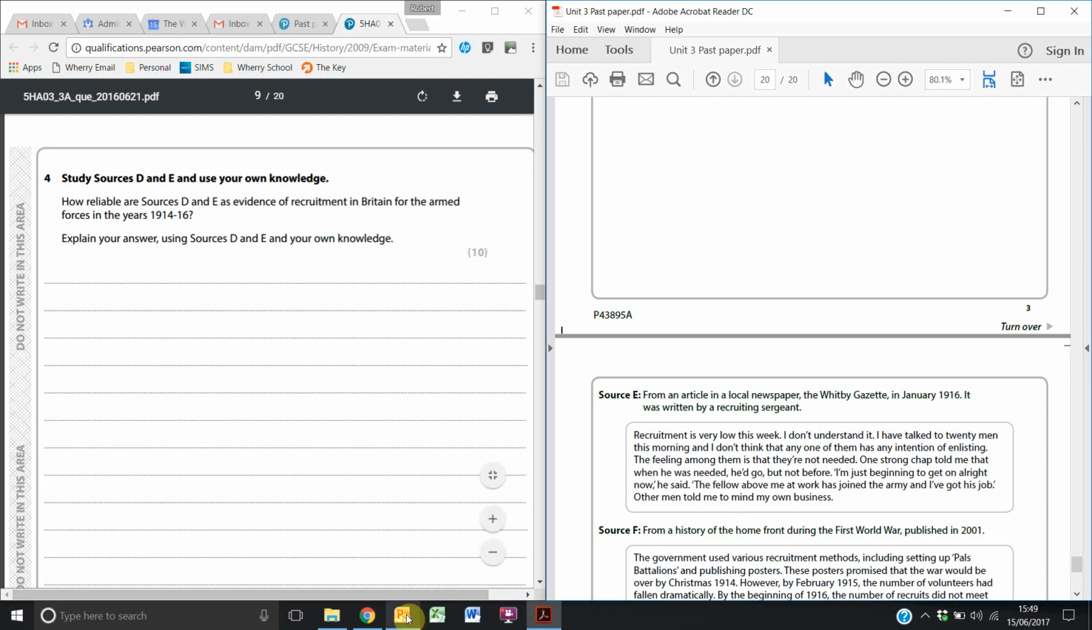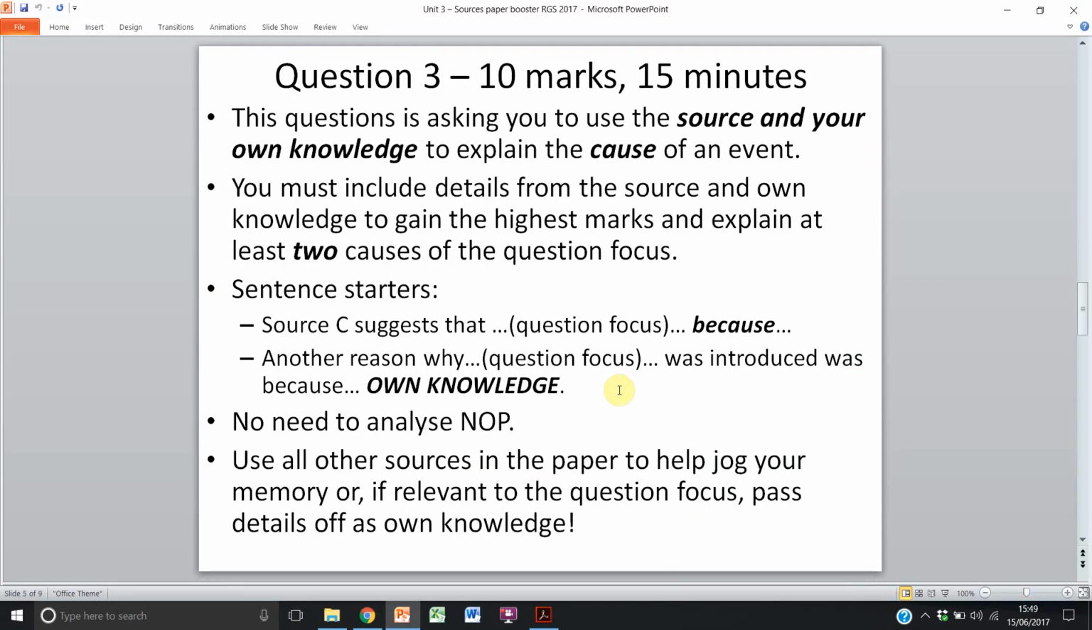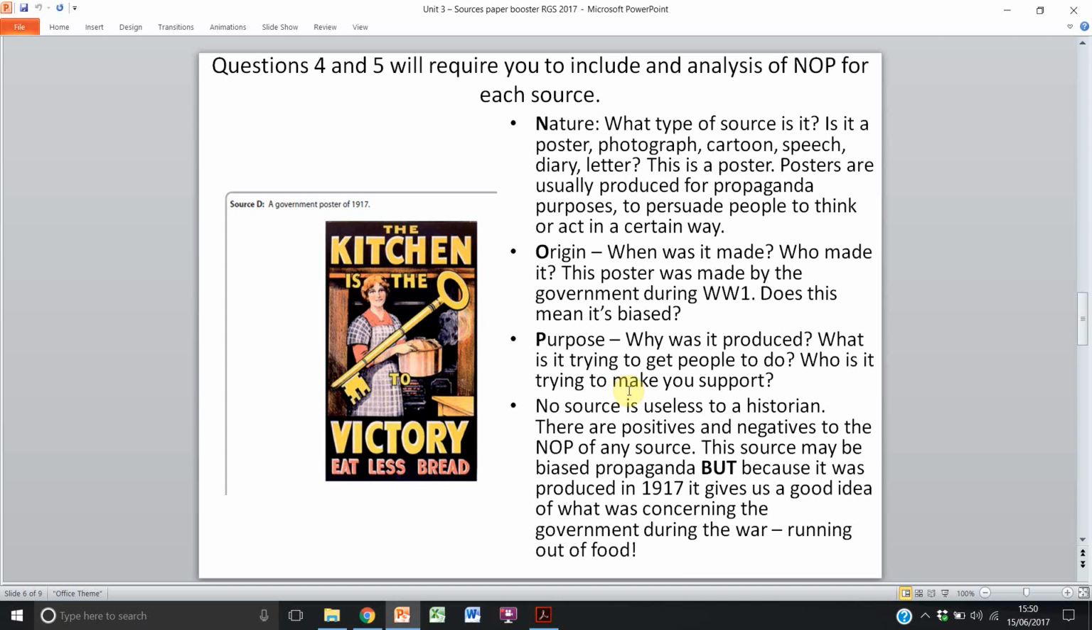Okay, so question 4 and 5 are the only questions where you're going to need to include an analysis of nature, origin and purpose for each source that you use in your answer. And when we talk about that, we mean nature is, what type of a source is it? Is it a poster? Is it a photograph? Is it a cartoon? Is it a speech, a diary or a letter? The example that's on the screen right now is a poster. Posters are usually produced for propaganda to try and persuade people to think or act in a certain way.